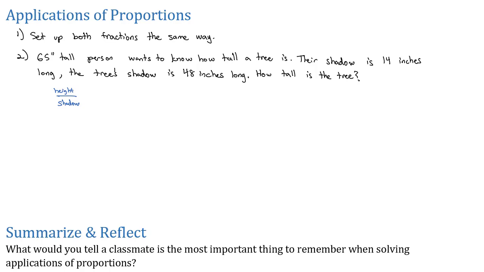So since I wrote height over shadow, talking about this person, the person's height is 65 inches over the person's shadow is 14 inches. This fraction all talks about the person. For the tree, then, the tree's shadow is 48 inches long. Since the shadow is in the denominator, that's where we'll put the 48 inches. What we don't know, the x, what we're looking for, is in the numerator.